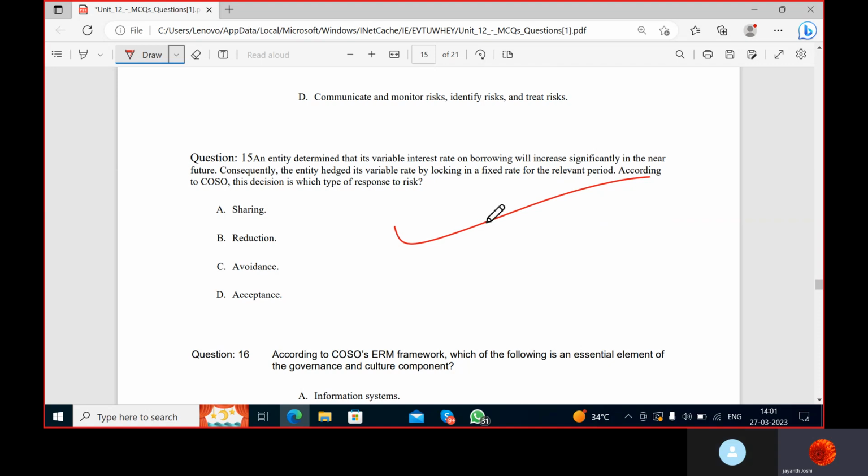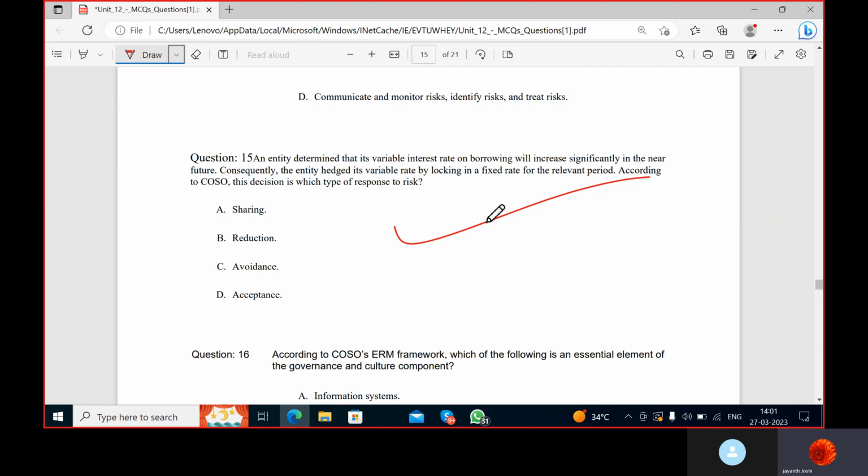Avoidance. How are they avoiding? They are ready to pay, na? Actually, if they don't borrow, that is avoiding. They already know it's a variable interest rate, na? Acceptance. Yeah, that means they shouldn't borrow. If they don't borrow, that's avoidance. Okay. Acceptance means they are not taking any action to alter risk, but they are hedging here, na?